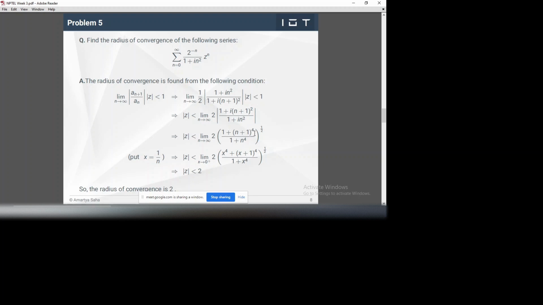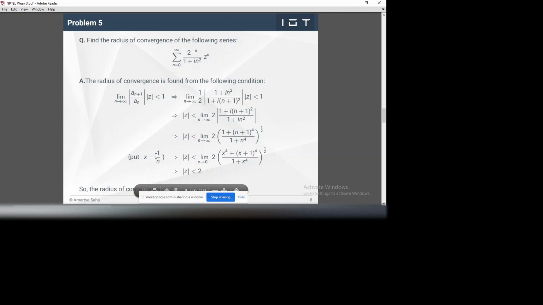So the numerator is effectively n to the power 4 in the n going to infinity limit. So is the denominator. You can ignore 1 in comparison to n to the power 4 in the n going to infinity limit, and so we find this limit to be 1. Okay.